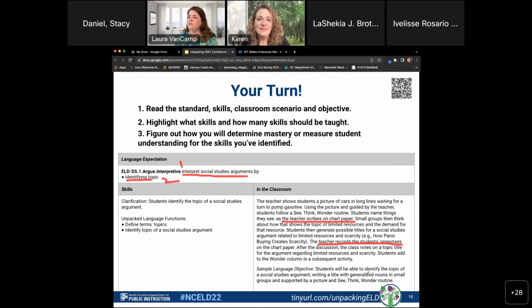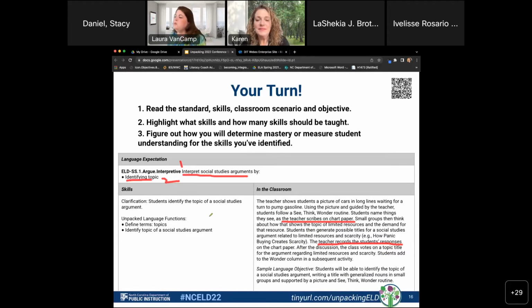Okay, and then the language objective is students will be able to identify the topic of a social studies argument, writing the title with generalized nouns in small groups and supported by a picture and a see, think, wonder routine. All right, so how do we figure out in this example how to measure student understanding? All right, and as you see that's underlined, you can drop that in the chat for us. Or if you want to unmute, I'll give someone a moment to tell us how do we define mastery or student understanding for our skills. I'd love to hear your voices. Someone wants to explain that.